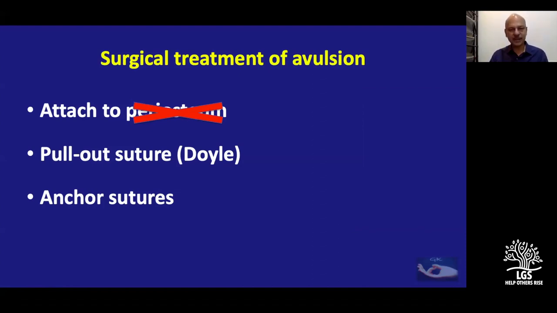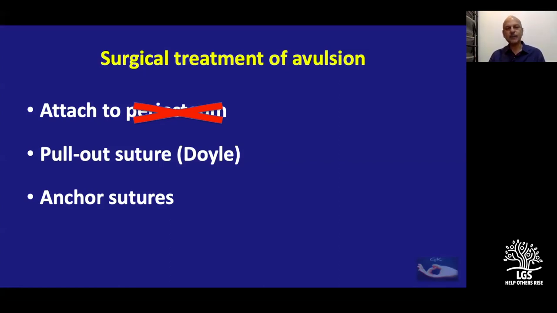There are two other techniques. You can use the pull-out suture or the anchor suture. Remember, all these are done if the splinting fails. If the splinting works after 6 to 8 weeks, if there is still an extensor lag, and if the extensor lag is a problem for the patient, depends on if it is more than 30 degrees of extensor lag, then we think about the surgical management. Otherwise, for type 1, splints are the mainstay of management.